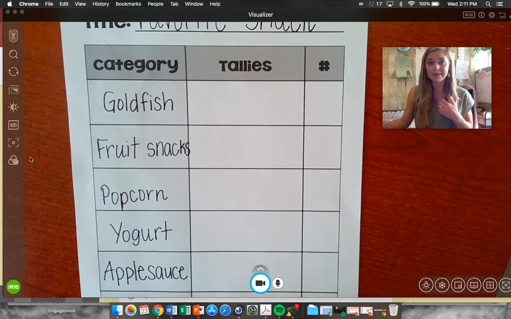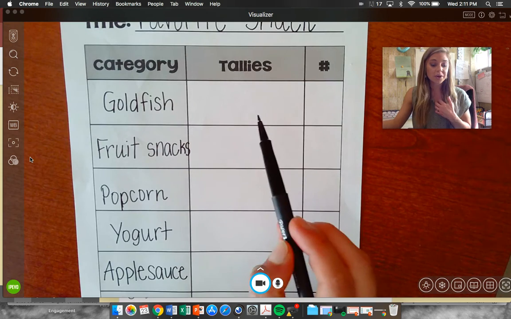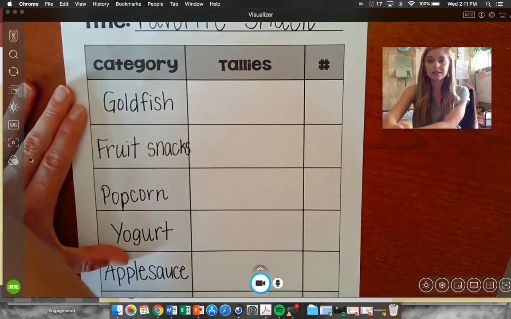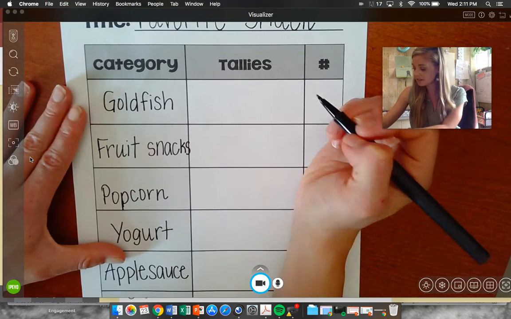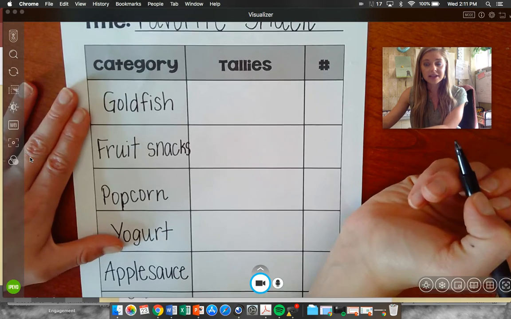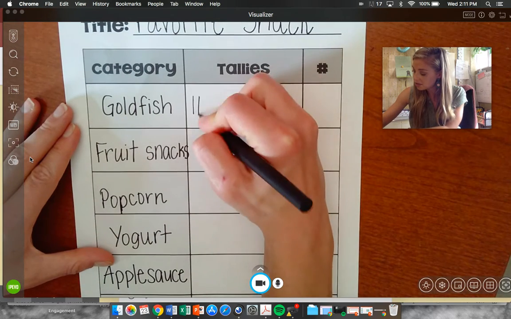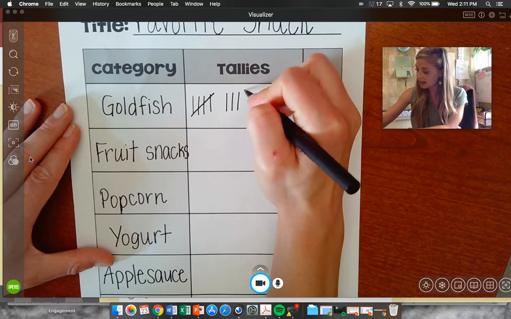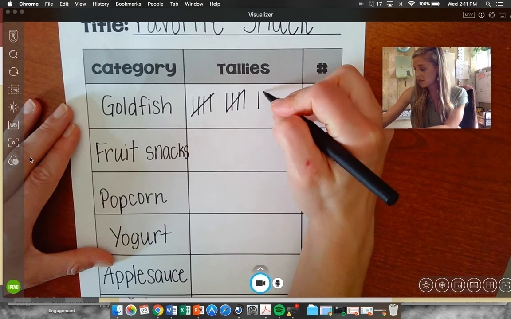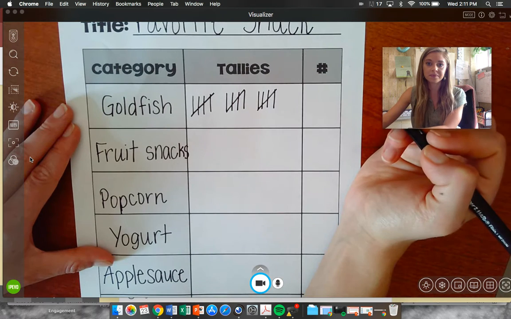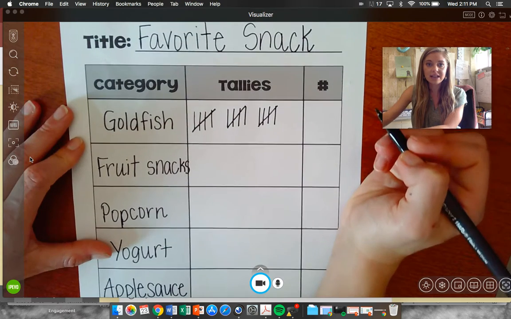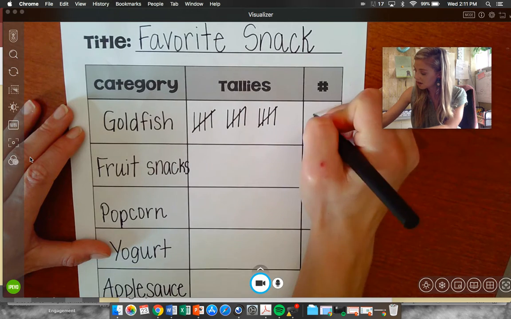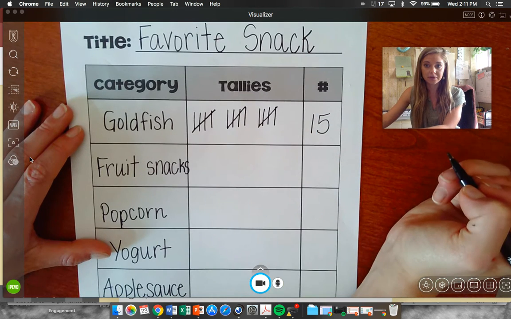So you have to see how many people voted for goldfish, and there were 15 people who voted for goldfish. So I am going to do 15 tally marks. Now, when I am doing tally marks and I'm marking 5, I go 1, 2, 3, 4, 5, 6, 7, 8, 9, 10, 11, 12, 13, 14, 15. And this frequency table has a place for us to write the number as well. So 15 people voted for goldfish.